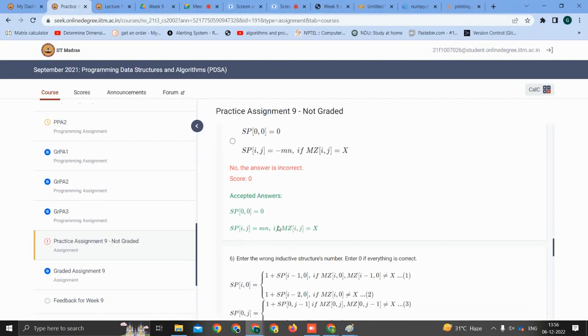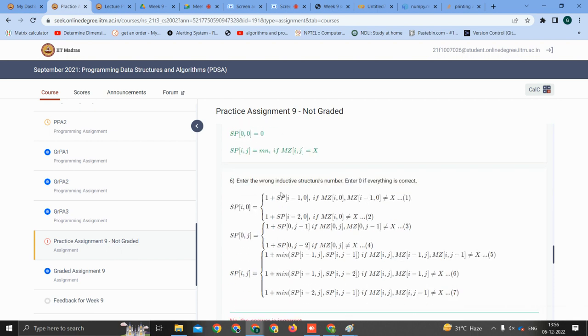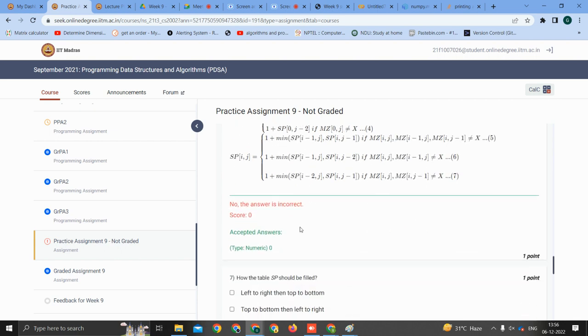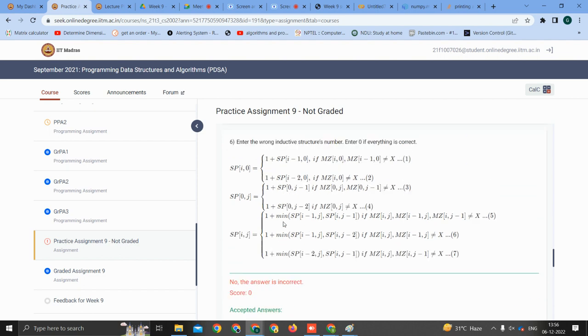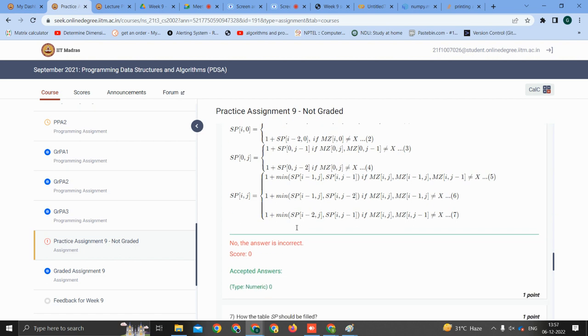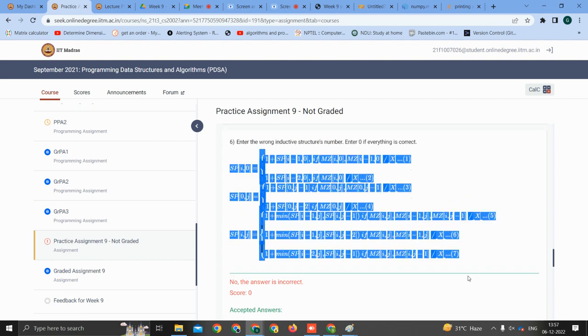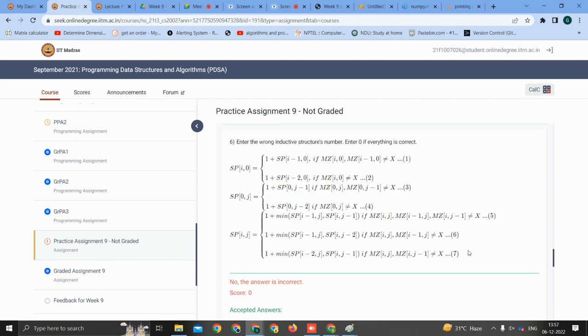And so let's go further. So that's how this option is coming. If the maze is having x, that's how that is. Now you still have an inductive structure for this. Enter the wrong inductive structure. Enter 0 if everything is correct. So the answer is all the inductive structures are correct, that's what they're saying here. Shall we explore these inductive structures?